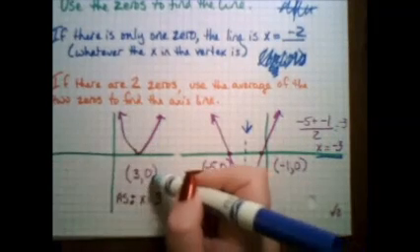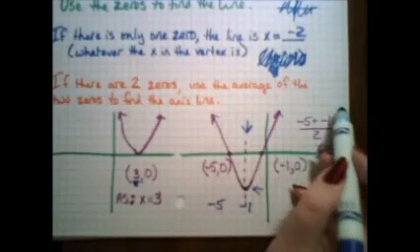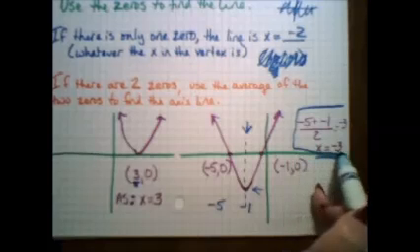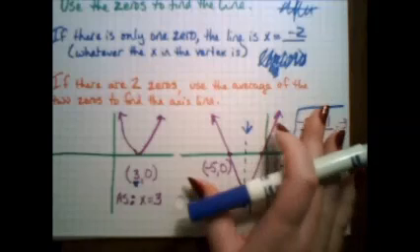So if it's got 1 zero, then this is your axis of symmetry. If it's got 2 zeros, then this is your formula for axis of symmetry. Okay? Give checkpoint number 2 a try. Pause here and come back when you're done.